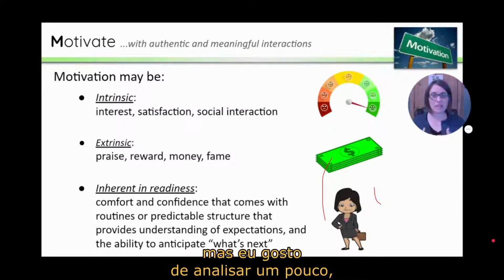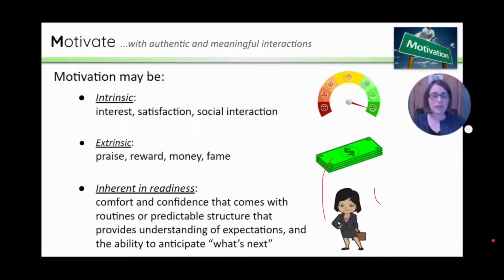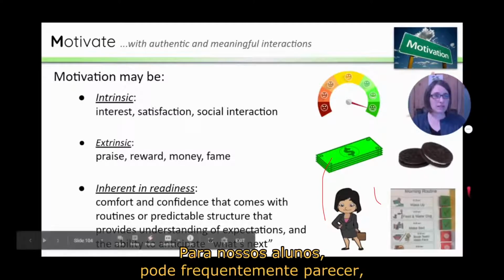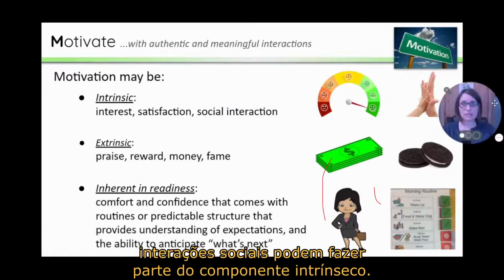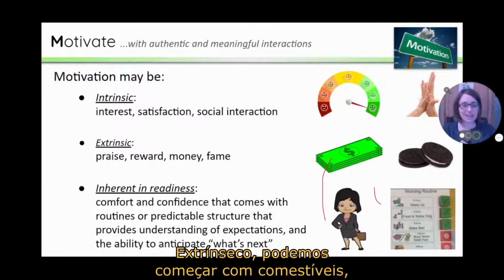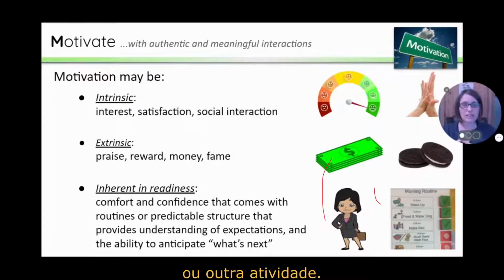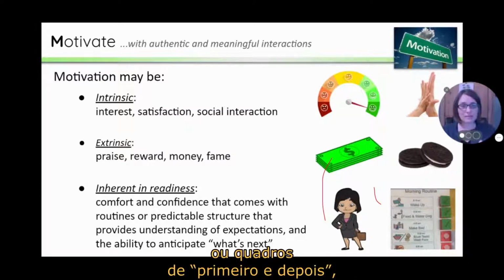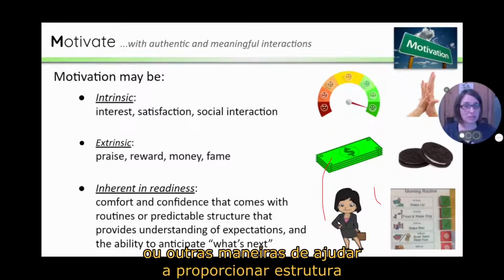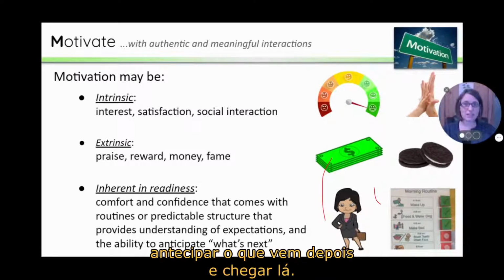Then there's a certain amount of motivation, and I would say this is very closely tied to intrinsic. But I do like to parse it out a little bit because I think it merits some talking points. For our students, these might often look like, oh, let me get this out of the way. Social interactions can be part of the intrinsic component. Extrinsic, we might start with edibles, or it might be screen time, a toy or another activity. And then we might use picture schedules or checklists or first-then boards or other ways of helping to provide structure and shape environments so that kids are able to anticipate what's next and achieve.